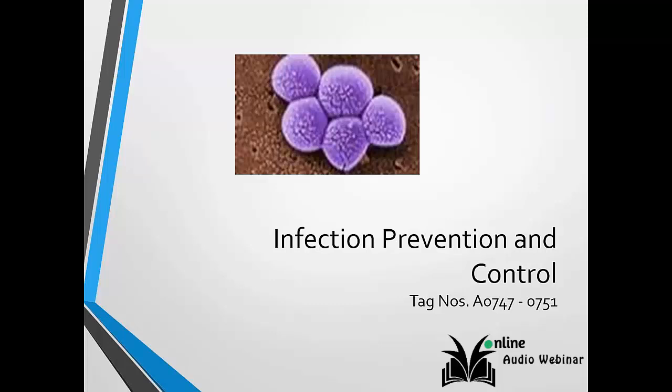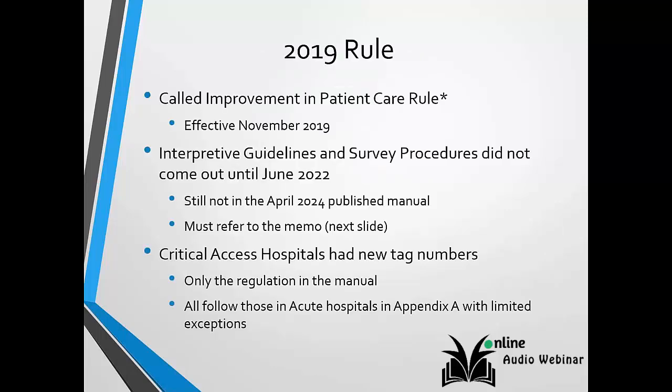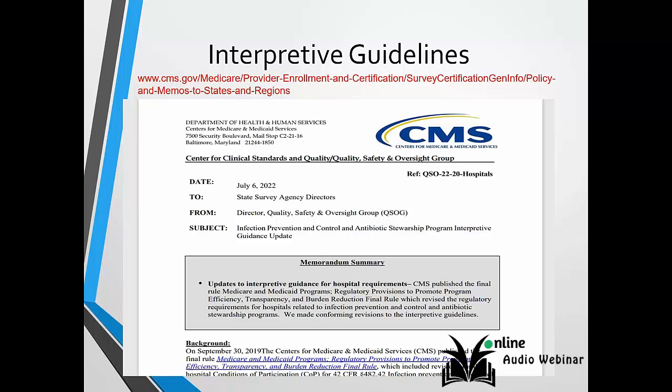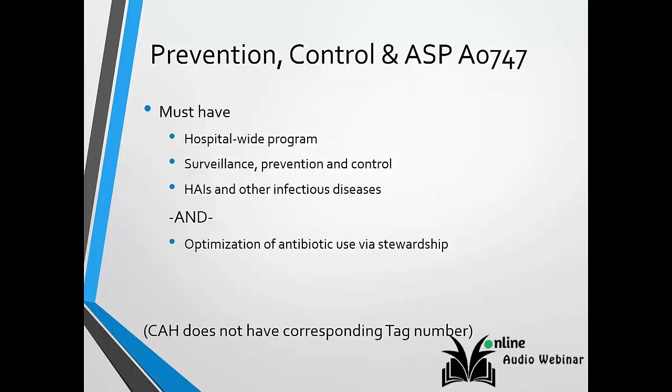I have the tag numbers. A means that is your Appendix A for acutes. I'll get to criticals in just a bit. But let's start with Appendix A. Back in 2019, they did a massive overhaul with what was called the Improvement in Patient Care Rule. So for infection prevention and control, years and years ago, we used to call this infection control.